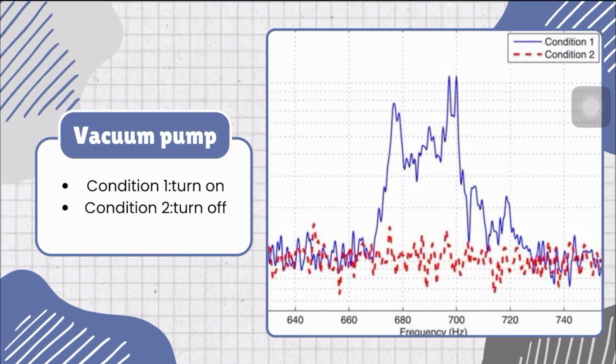To identify the source of the remaining peaks, the author conducted the following investigations. First, the author turned the vacuum pump on and off. In the resulting displacement, the blue line represents the pump-on state, and the red line represents the pump-off state. Comparing the two, the author found that strong vibrations occur in a range of 660 Hz to 720 Hz when the pump was running.